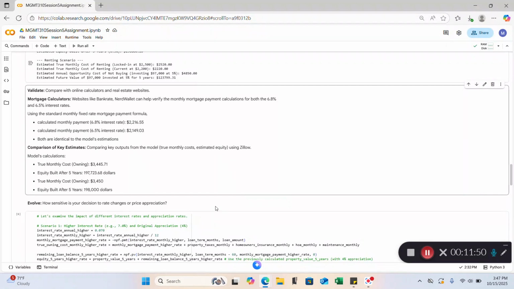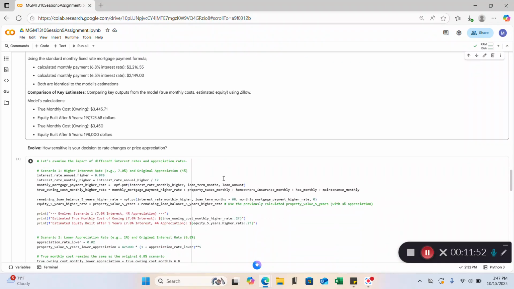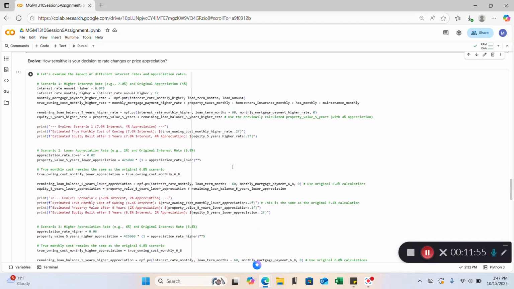So the next thing, we move on to our evolve step, which asks how sensitive our decision is to rate changes or price appreciation. The first scenario that we have would be a higher interest rate. For example, I used 7% with an original appreciation of 4%, in which the calculations occur here and spit it out at the bottom at the end of the code.